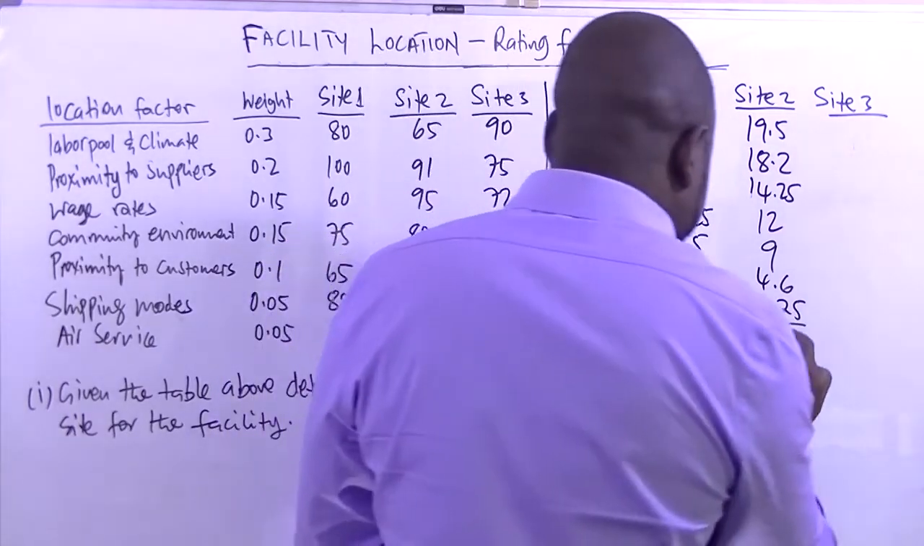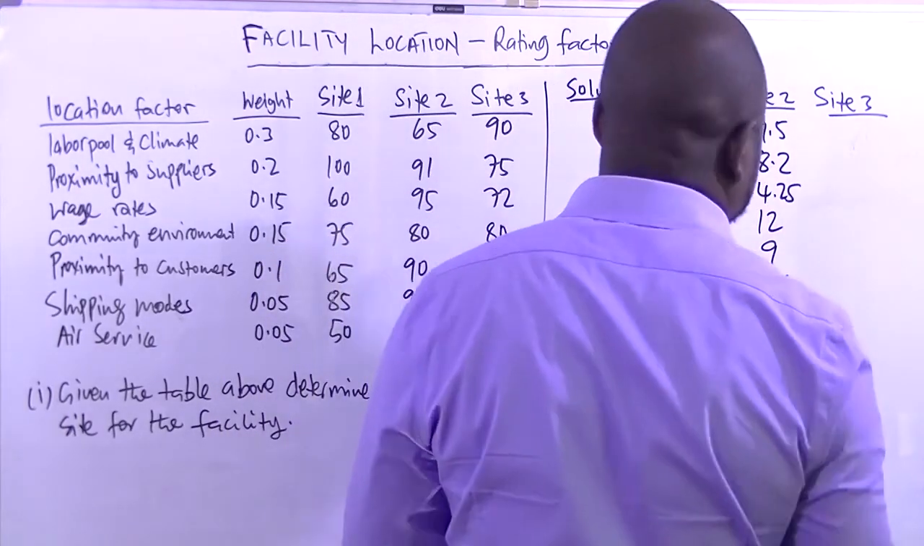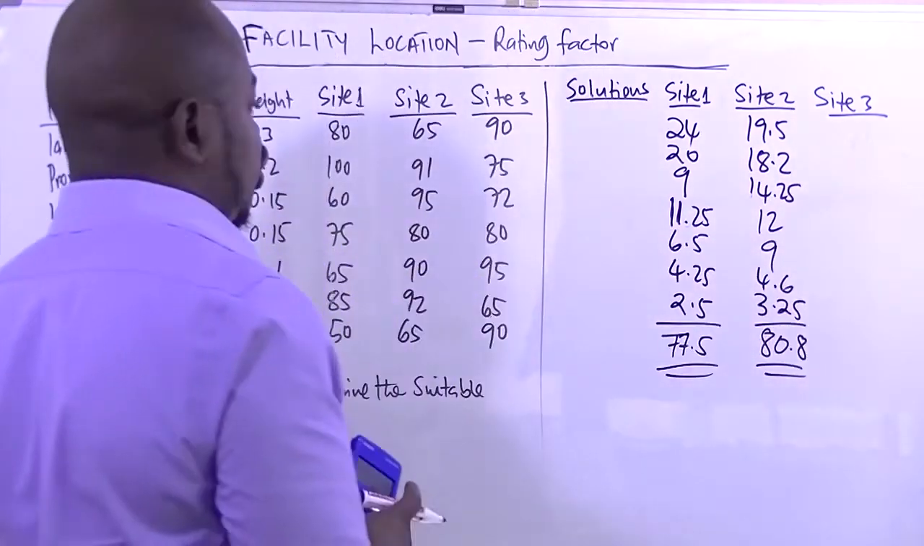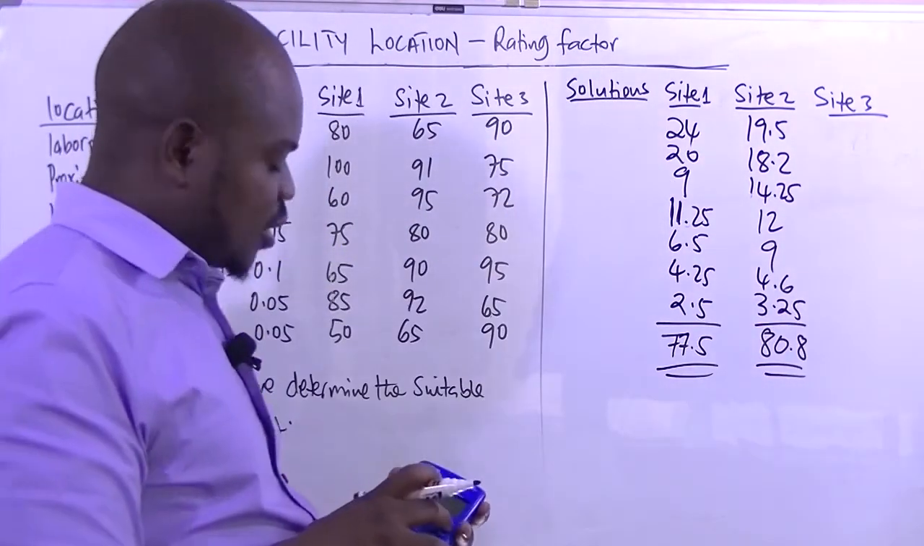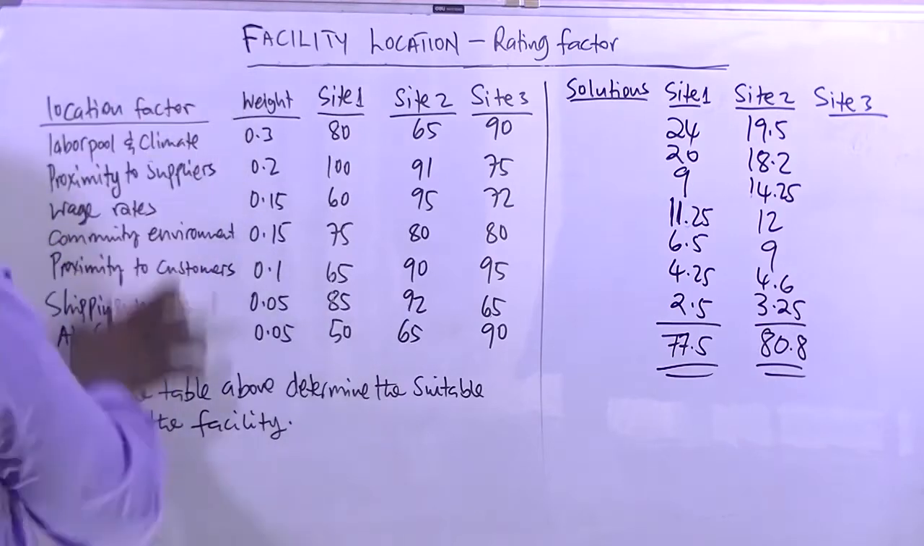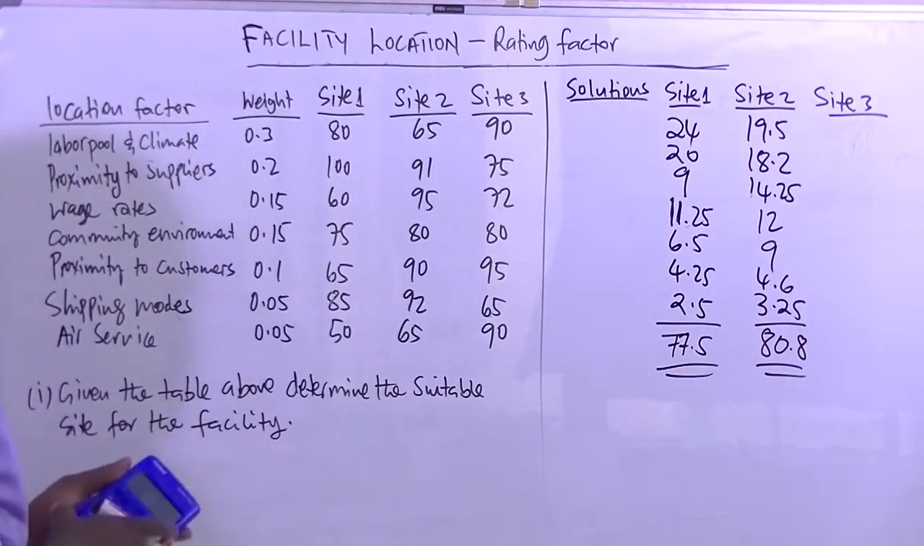19.5 plus 18.2 plus 14.25 plus 12 plus 9 plus 4.6 plus 3.25. The total there is 80.8. This is the expected score for site 2 based on these location factors.